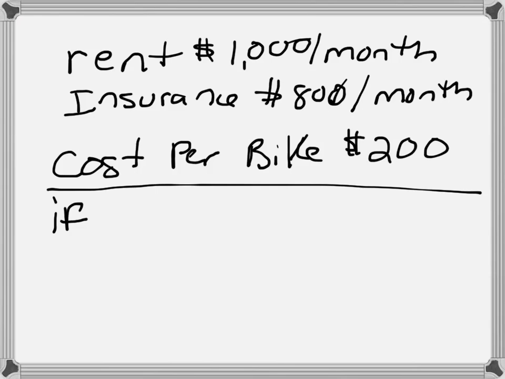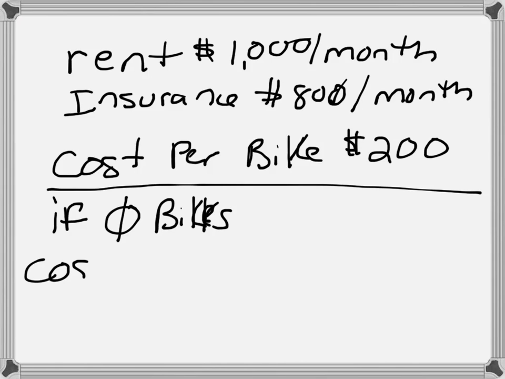If I only make 0 bikes, I still have to pay the $1,000 a month in rent and the $800 a month in insurance. Those items are absolutely fixed costs because I've made no production, but I still have them. The cost does not change as production changes.